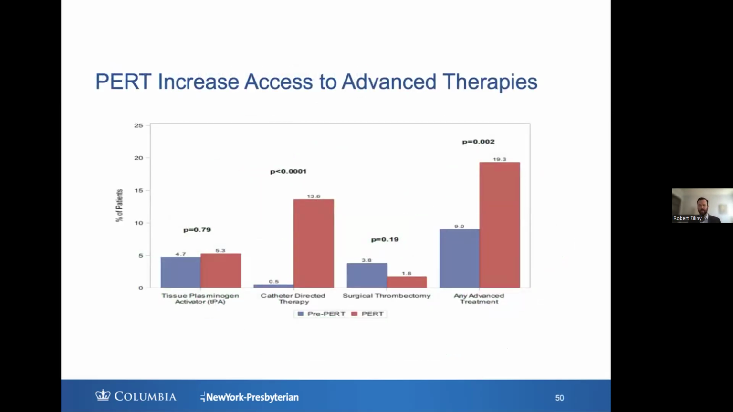And so, does PERT help? Yes, the answer is unequivocally PERTs do help. PERTs increase the access to advanced therapies. Looking at a study that compared pre-PERT time with the contemporary PERT time at a single institution, we saw that there was no significant difference in the use of TPA in patients with PE. However, for catheter-directed therapy, there was significantly increased access after the PERT era. No significant difference in surgical thrombectomy, and a significant increase in any advanced treatment for PE.